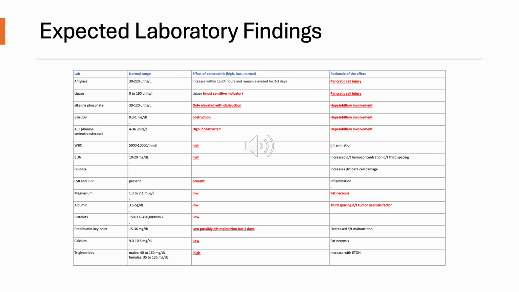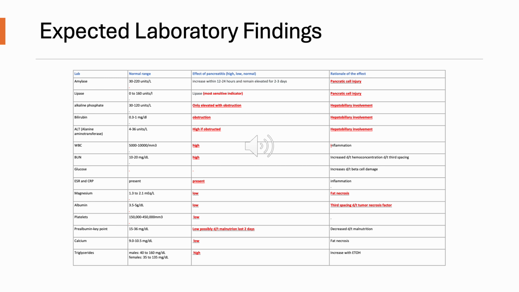Okay, the expected laboratory findings are the findings you'll see in somebody with acute pancreatitis. I talked about amylase and lipase in the assessment lecture. And so basically, amylase and lipase are enzymes that are released prematurely from the pancreas due to pancreatitis. Okay, so the amylase is going to increase first, and that increases within 12 to 24 hours of pancreatitis, and it remains elevated for 2 to 3 days. The lipase is actually more sensitive. It increases a little bit later, but it stays elevated for about a week.